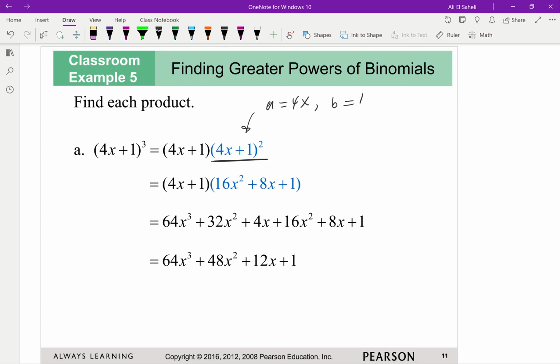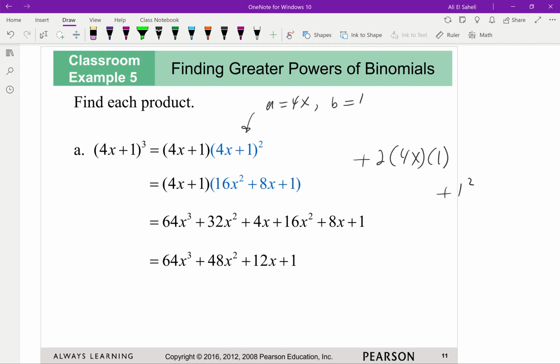Okay, a squared, 4x squared gives 16x squared, plus 2 times a times b. So that's the 8x, plus the b squared, which is 1. 1 squared is 1. So this is the expansion of this. Now we bring in this, multiply this.